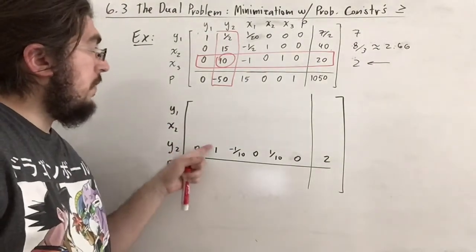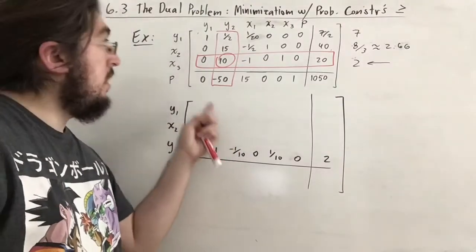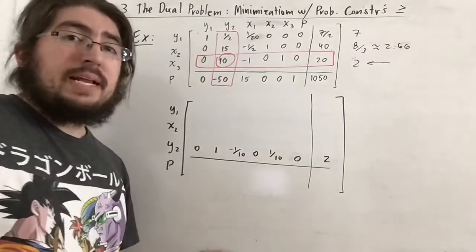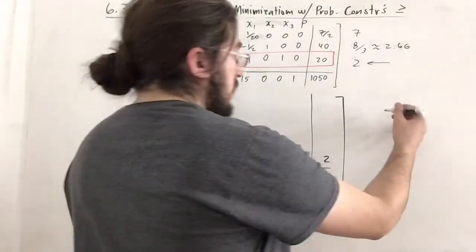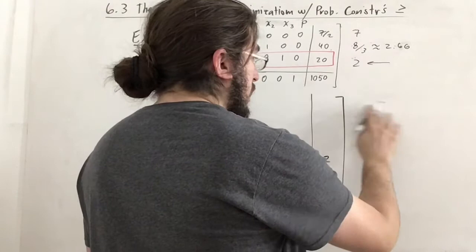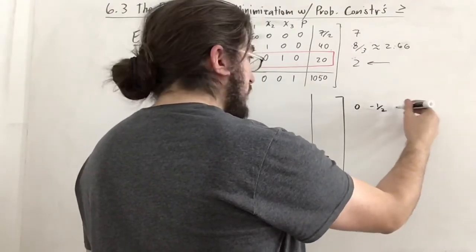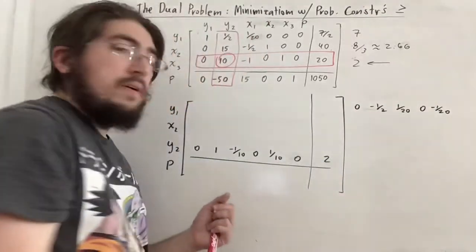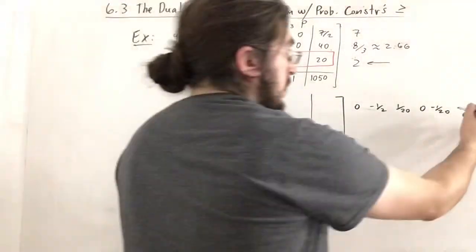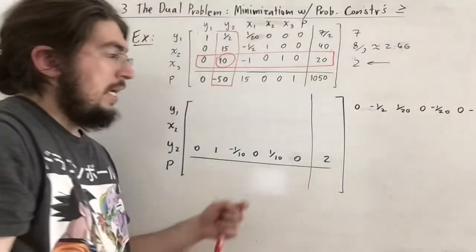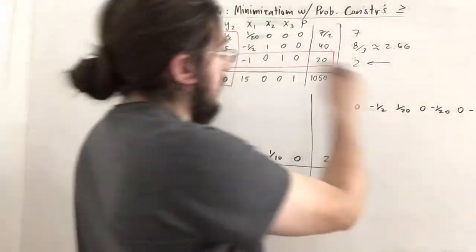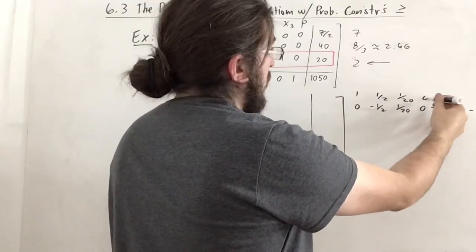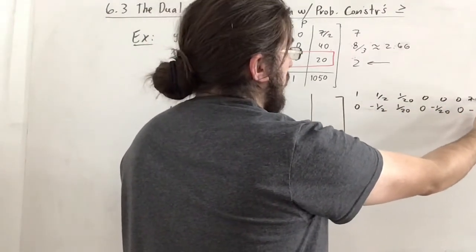What do I multiply this by to get rid of the entry here in the first row? I need it to be negative 1/2, so I'm going to multiply everything by negative 1/2. Let's see what we get. So this times negative 1/2 is going to be, so I have space, so it's going to be 0, negative 1/2, positive 1 over 20, 0, negative 1 over 20, 0, and a negative 1. And now we're adding this to the original first row, so I'll write that on top. That's 1, 1/2, 1 over 20, 0, 0, 0, and 7 over 2.